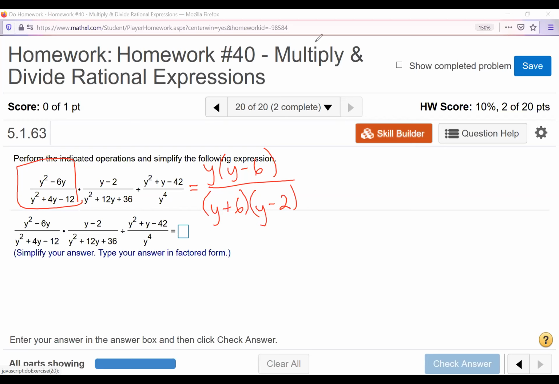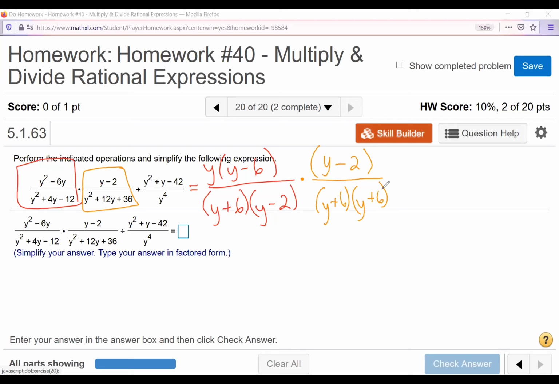Okay, times. Let's move on to the next one. Times y minus 2 in the numerator. Just going to put some parentheses around that just to remind myself it's just one single factor. And then in the denominator, y squared plus 12y plus 36. Two binomials, everything positive. My last two numbers multiply to 36 and add up to 12. That's going to be plus 6 and plus 6.